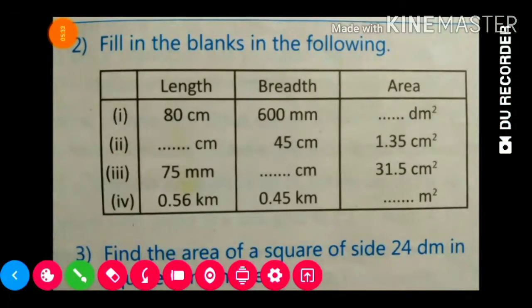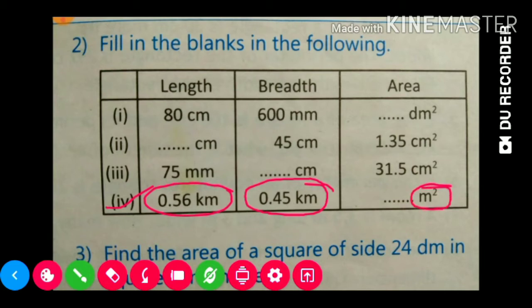Now we'll do question number 4. Question number 4, the given unit is kilometer. Length is equal to 0.56 kilometer. Breadth also is 0.45 kilometer. But we need to convert this to meter, because area is in meter square. We need to find out the area in meter square. So kilometer to meter we are converting. That means bigger unit to smaller unit.